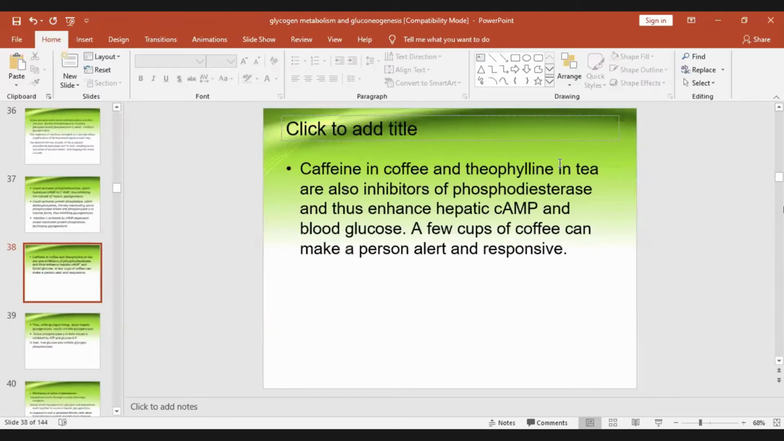Caffeine in coffee and theophylline in tea are also inhibitors of phosphodiesterase and thus enhance hepatic cyclic AMP and increase glucose supply to the blood. That's why you get a stimulating effect when you take coffee. You have more cups, not just probably one.